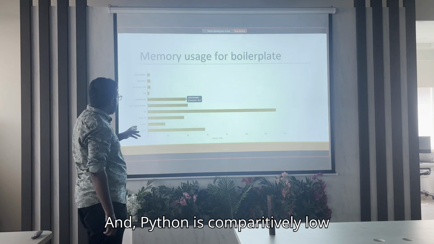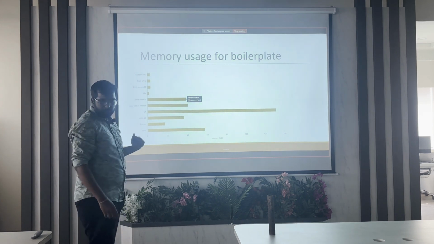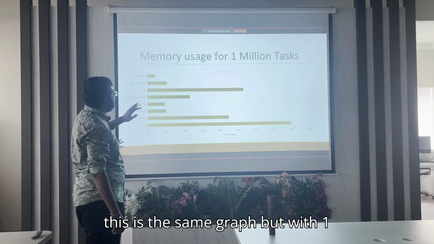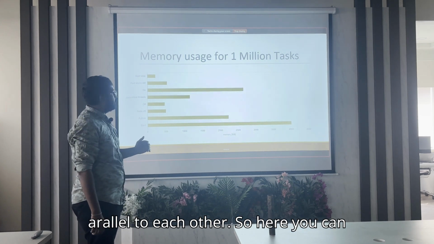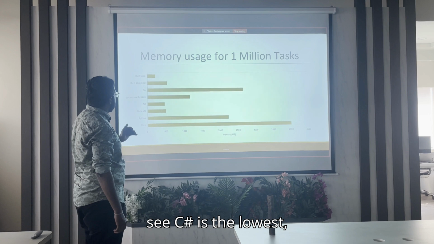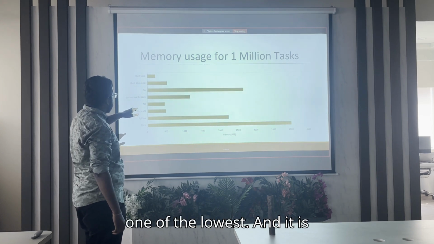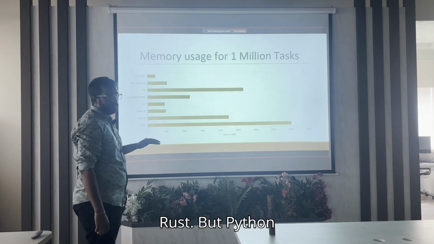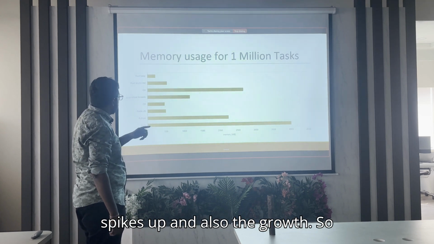And Python is comparatively low, but C# has the highest. Can we move to the next one? Yes. This is the same graph, but with 1 million different threads running parallel to each other. Here you can see C# is one of the lowest, and it is comparable with Rust. But Python spikes up and also Go.